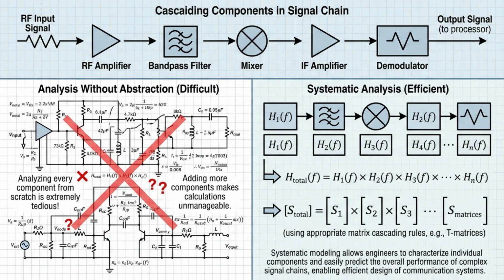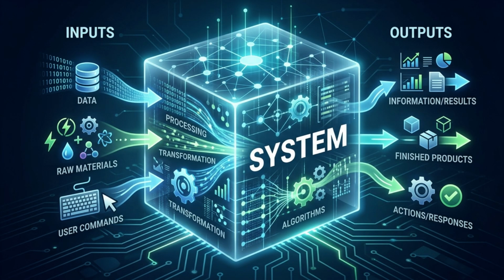Without a systematic way to describe these transformations, engineers would need to analyze every circuit and device from scratch. This would make the design of communication systems extremely difficult, especially when multiple components are connected together in a signal chain. The fundamental problem is that we need a general framework that describes how inputs are converted into outputs, regardless of the specific hardware involved.